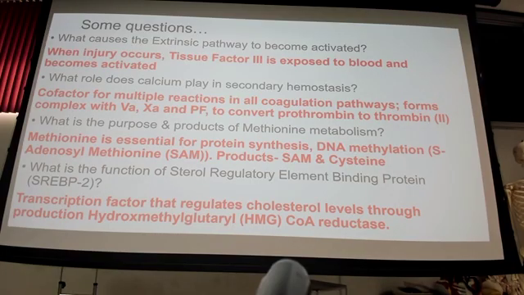I'm not sure of the exact mechanism of how it works, but the goal is to try to reinforce that fibrin clot that's formed in order to stop leaking. Great question. Any other questions?